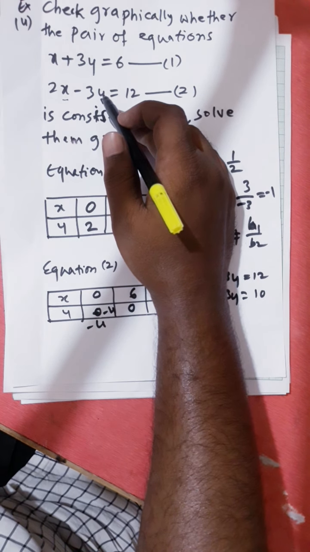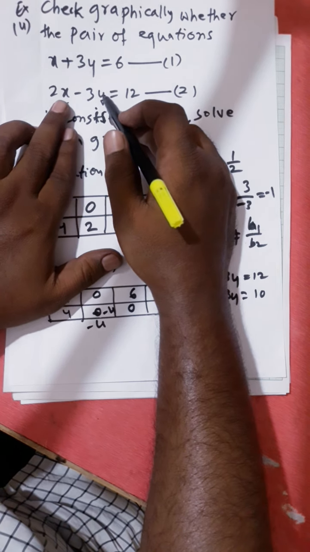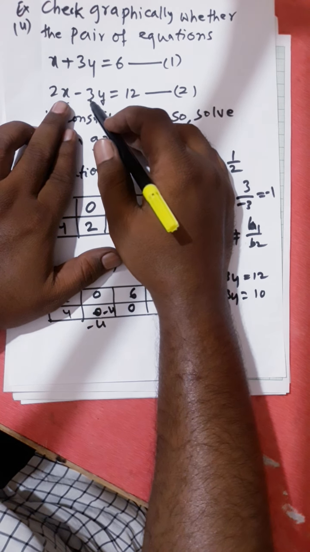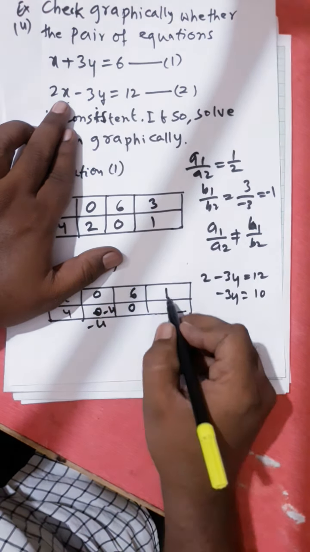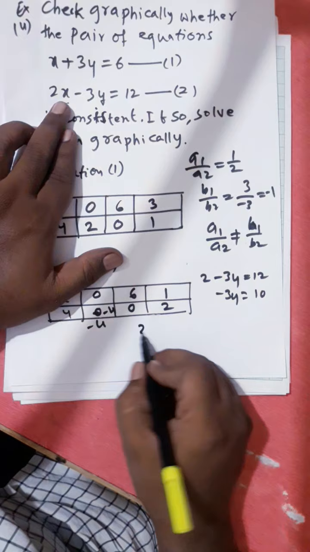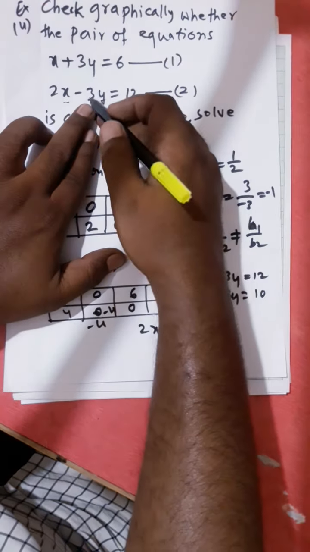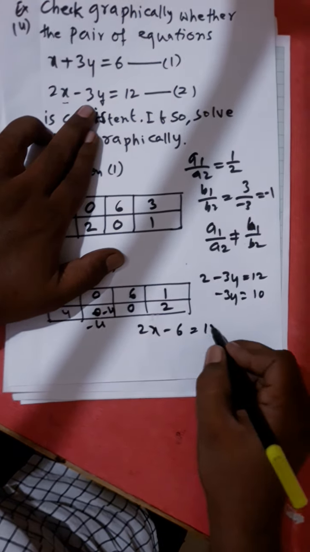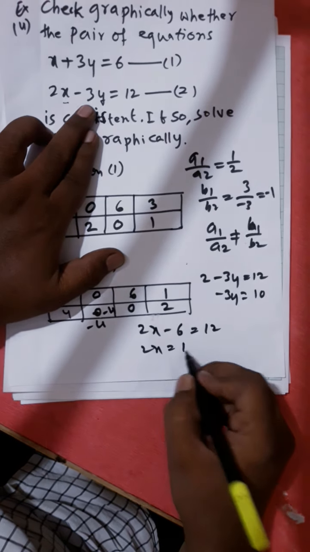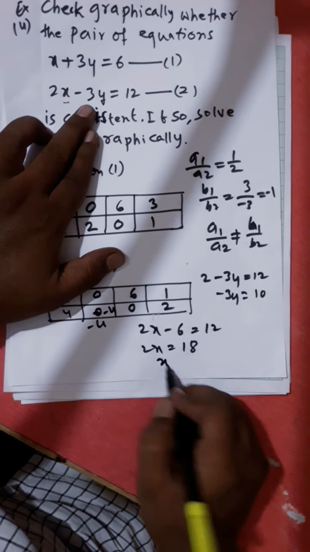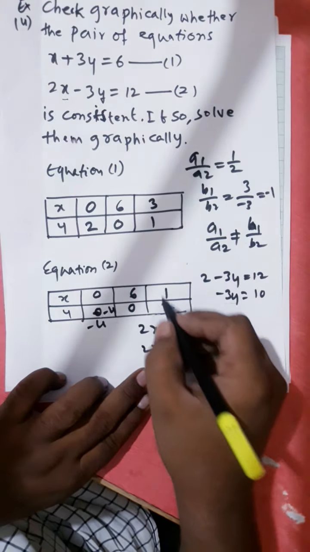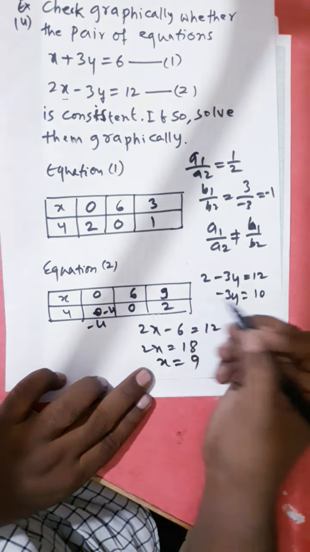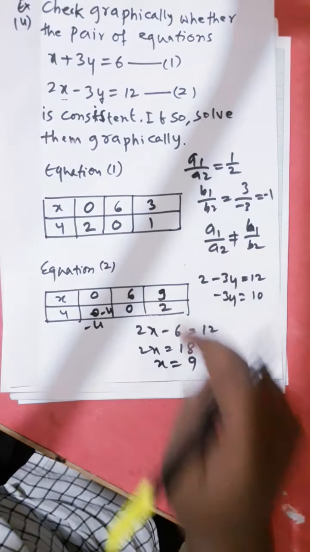Y is equal to, if I take 2, then this will be minus, then y, I take 2. Then 2x minus 6, 3 into 2, this will be equal to 12. Then 2x is equal to, I got 18, then x is equal to, I will get 9. If I put y is equal to 2, then x is equal to 9. These are the two sets of equations for the lines.